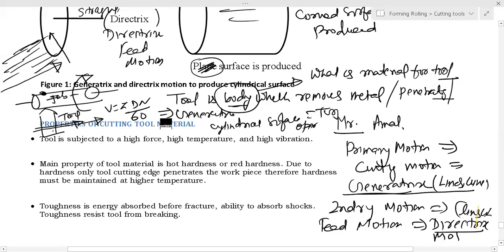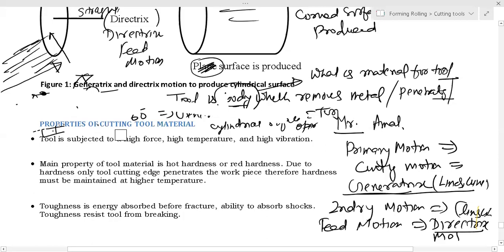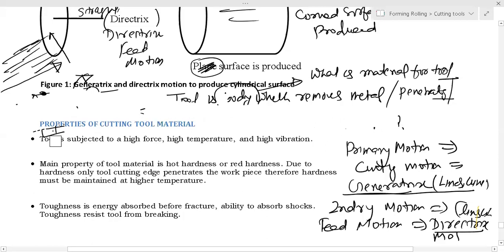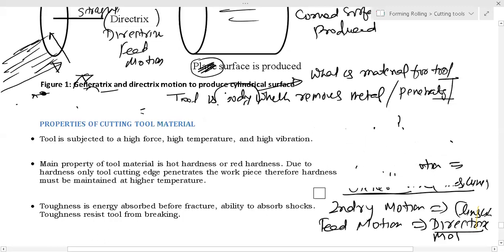Basically, my target is to train you to solve GATE questions so that you can solve all GATE questions on your own. You don't require any help. That is my point.